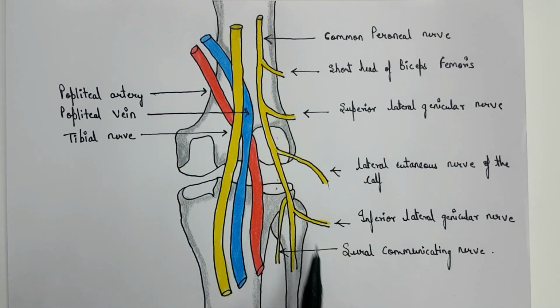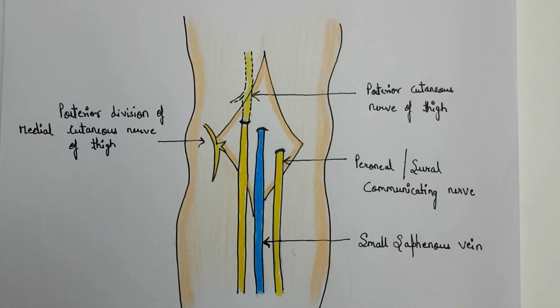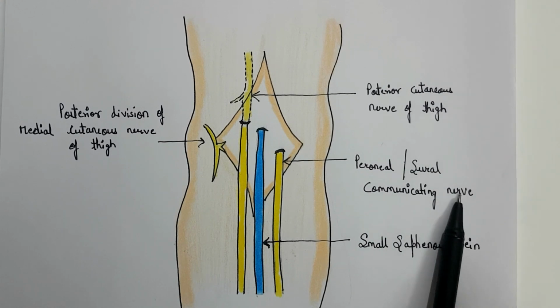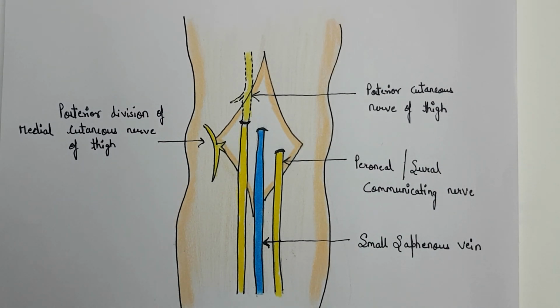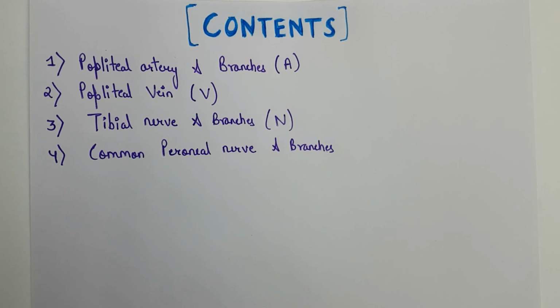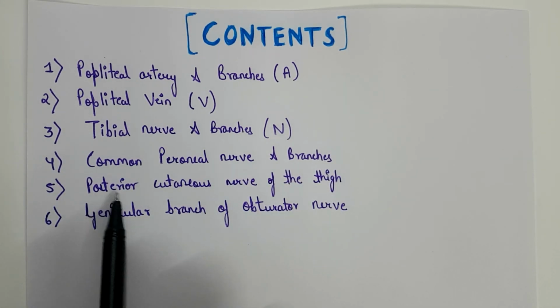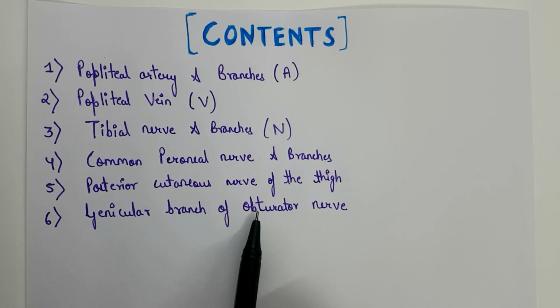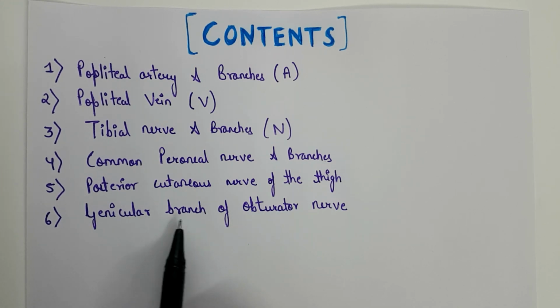Now this branch right here, which is the sural communicating branch, is the content of the roof of the popliteal fossa. As you guys have seen in this diagram, this right here is the peroneal or the sural communicating nerve, a sub branch of the common peroneal nerve. Next, we have two more nerves that are the posterior cutaneous nerve of the thigh and the genicular branch of the obturator nerve. The word genicular means something relating to the knee joint. That is, the genicular branch of the obturator nerve supplies the knee joint.